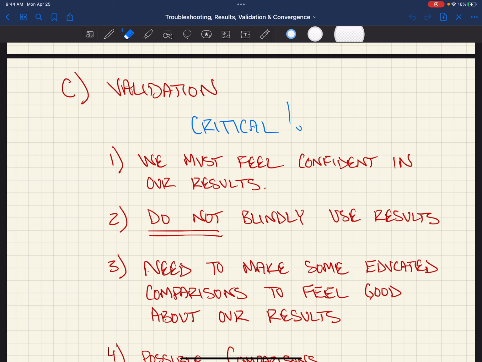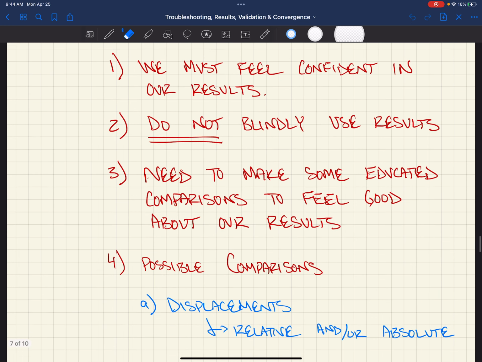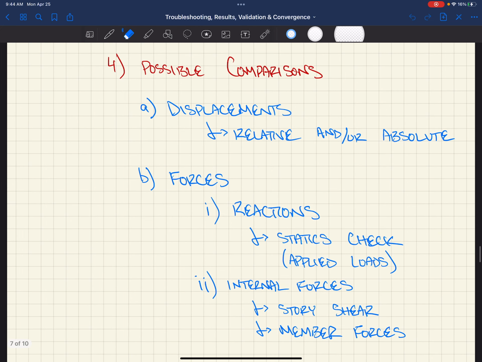We need to make some educated comparisons to feel good about our results, and that's where we make some simplifications, possible comparisons, right? Displacements, relative and or absolute, right? If we were looking at, say, one of the joists in our stair model, based on a provided uniform load, we could validate the deflection of that individual joist element, right? Make sure that VA is doing that appropriately.